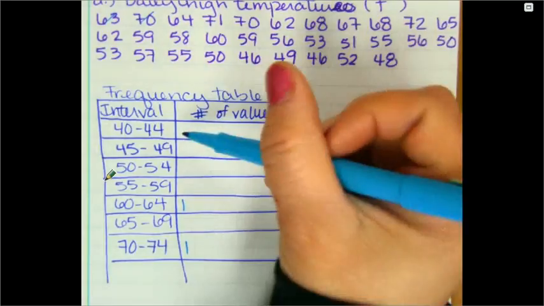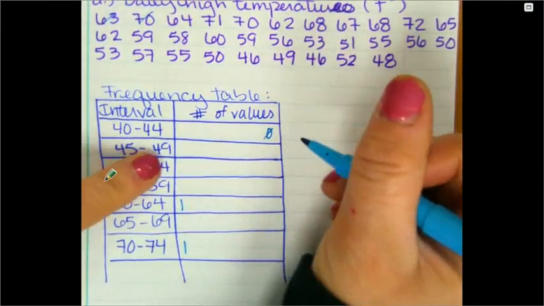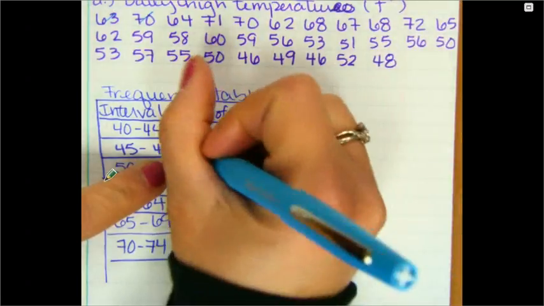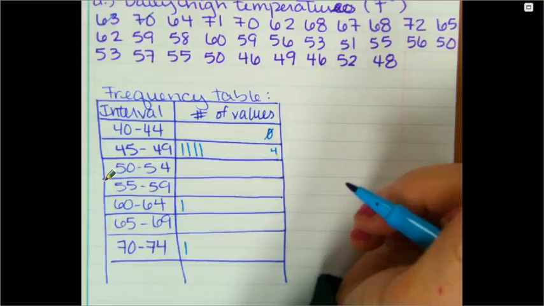Alright, do you have any in 40 to 44? No. How many in the 45 to 49? 4. Good. You want to put a tally on the side so you know how many you have, fine. How many in the 50 to 54? 6.